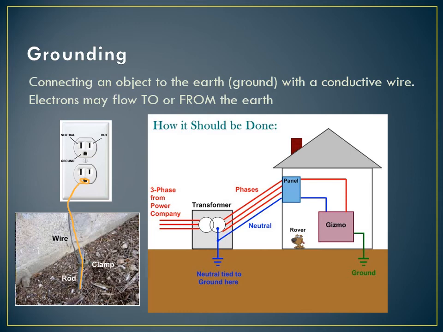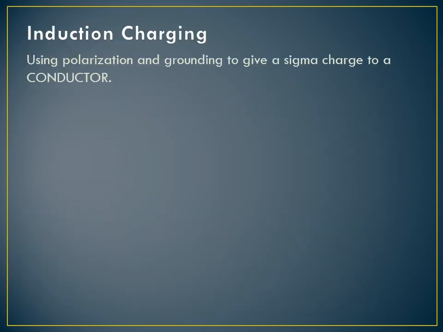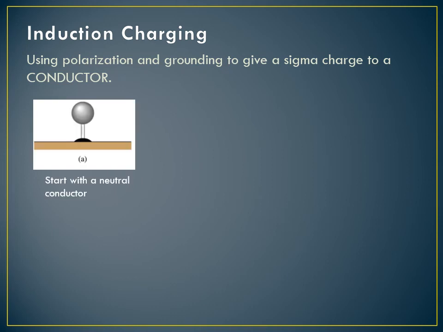Often grounding causes things to become neutral, but not always, as you'll see in the last kind of charging that we're going to talk about in a minute. So the last kind of charging is clearly the most complicated, but it's also the most industrially useful, so it's one that's worth learning about. It's known as induction charging. Induction charging uses those little mini processes we've learned about, polarization and grounding, to give a conductor an unbalanced charge, even without touching it to any other kind of charged object.